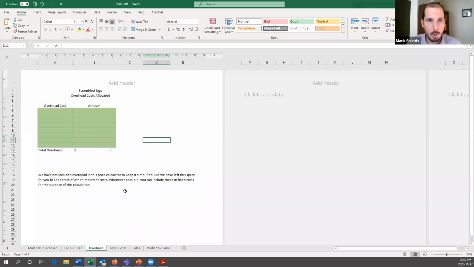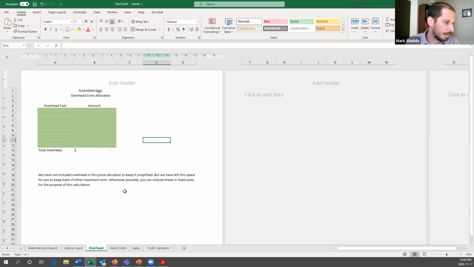I do want to mention overhead here briefly. Including your business's overhead in this calculation is valuable, but I've determined it's a little too complex for what we're trying to convey here today. So I'm going to encourage you to do one of three things with your overhead costs.